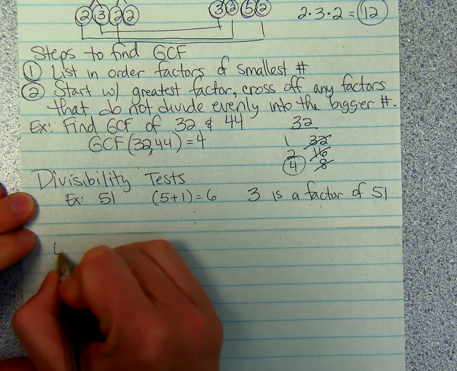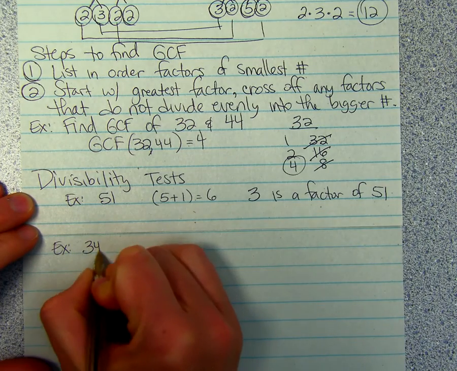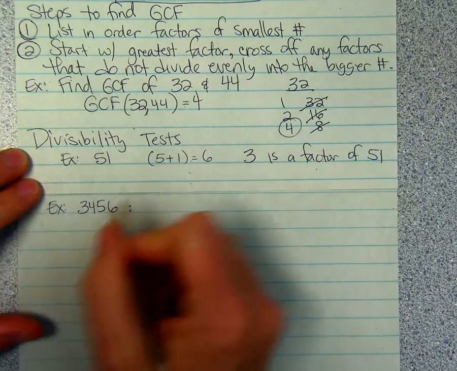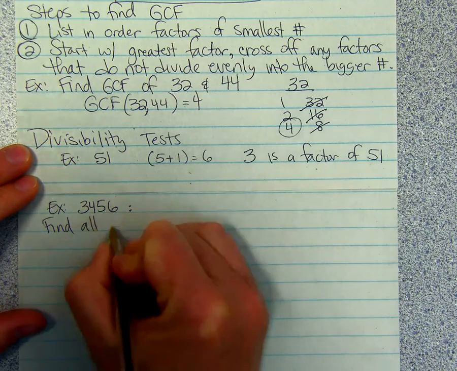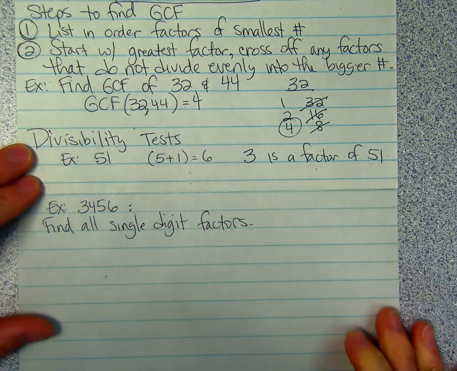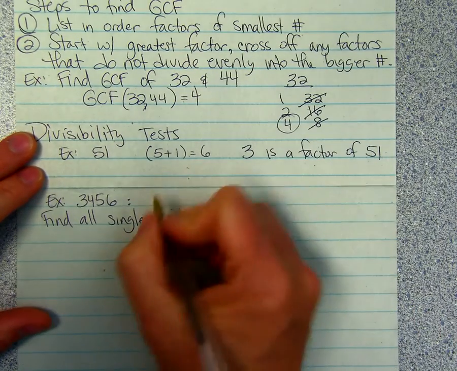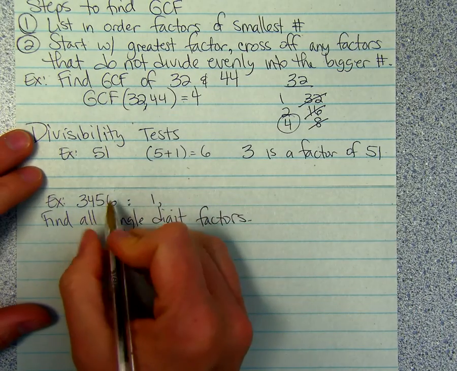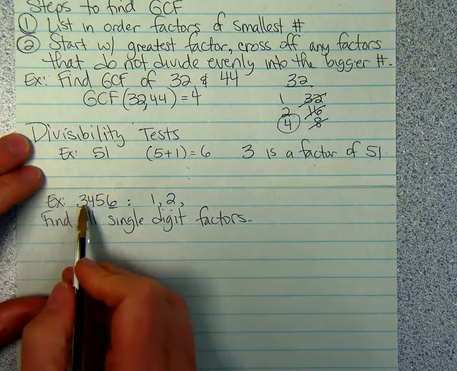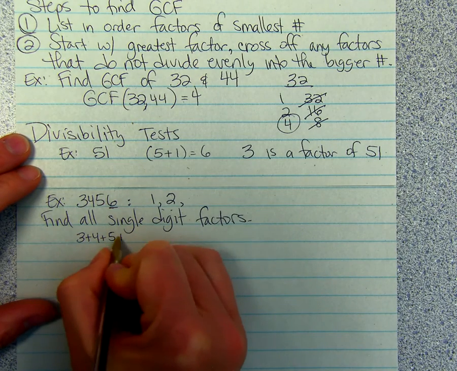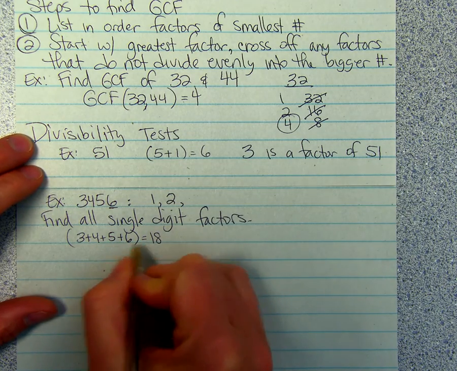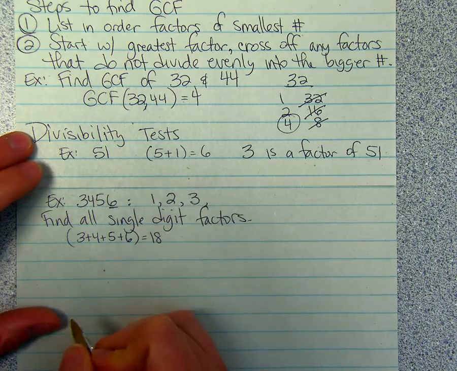Here's an example. Find all of the factors of the number 3,456. And we want single digit factors. So find all single digit factors. So we'll start with 1. 1 goes into every number, so we'll list 1. 2 goes into this number because the last number is even. 3, we have to add. 3 plus 4 plus 5 plus 6. Let's see, that's 7 plus 5 is 12 plus 6 is 18. 3 goes into 18, so 3 goes into that number.